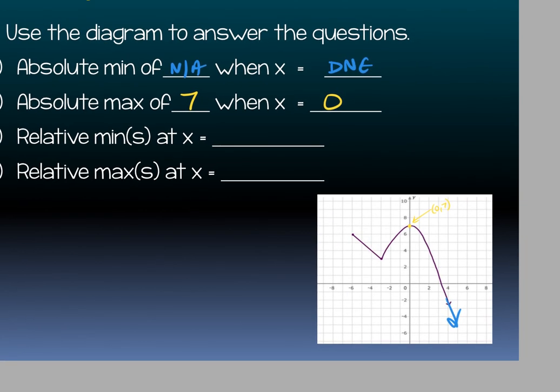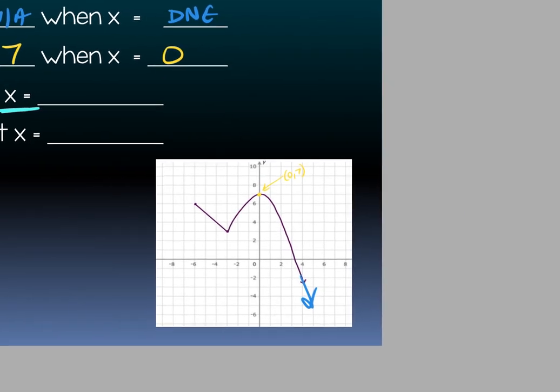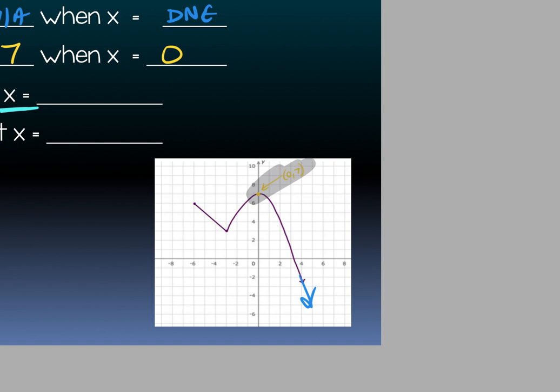Now, relative mins, and look what it says. The relative mins are at x equals. So I'm looking for the x coordinate of all of my relative mins. So I'm going to identify the relative mins first.